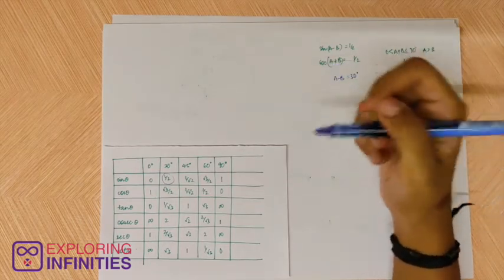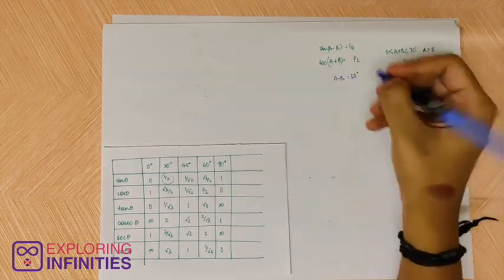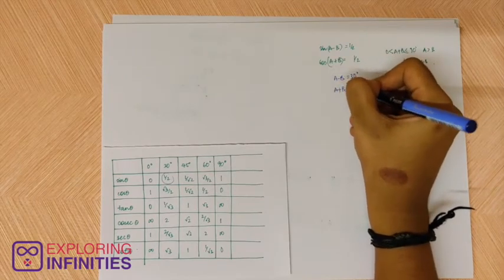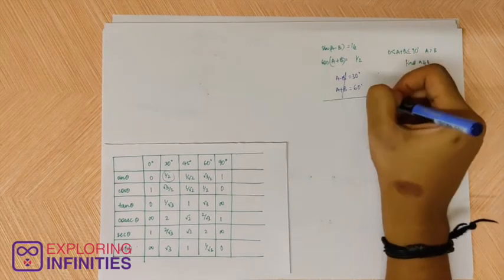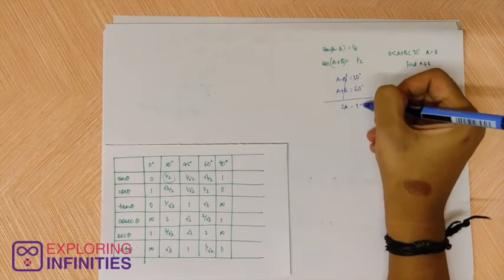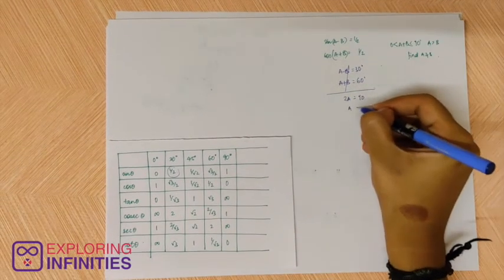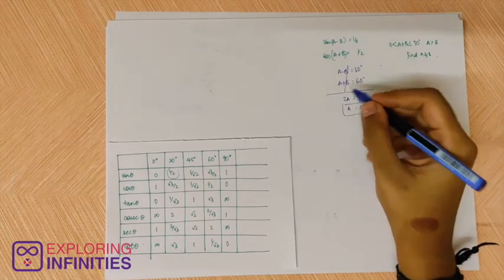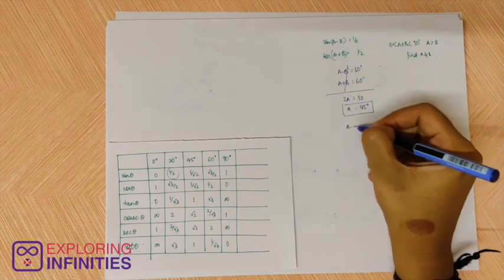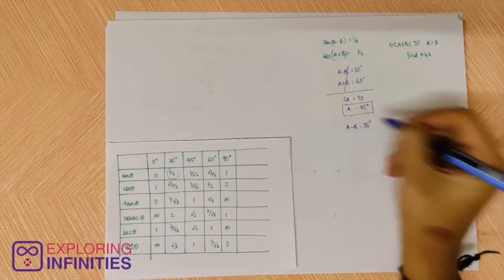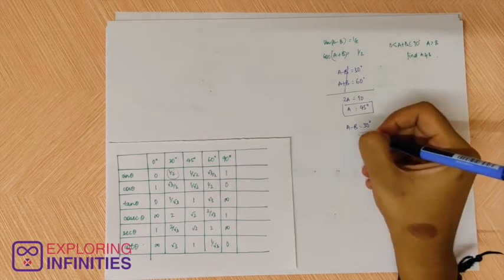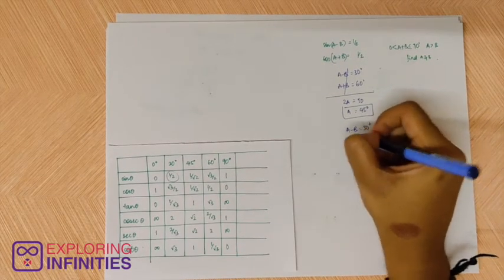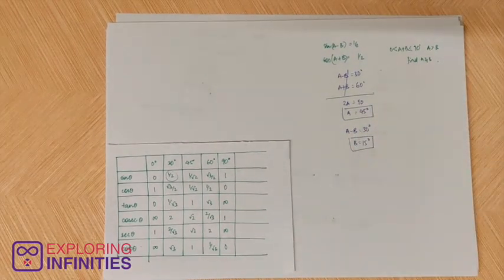Cos A plus B is also 1 by 2. So A plus B is equal to 60 degrees. So let's just solve this. So 2A is equal to 90 degrees and A is equal to 45 degrees. So if A is 45 degrees, A minus B is equal to 30 degrees, right? So B is equal to 15 degrees. So that is how you find both the angles.